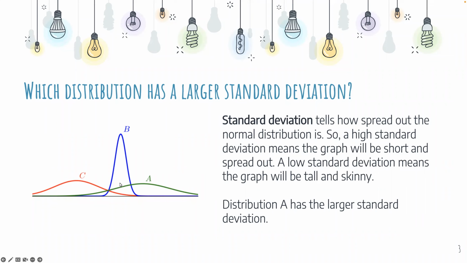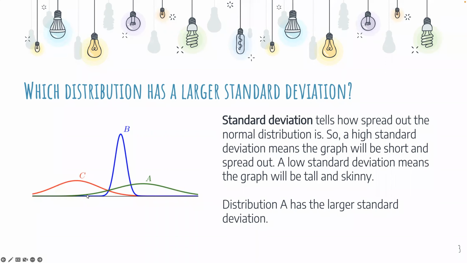So high standard deviation means the graph will be short and spread out, like A and C. They are shorter in terms of the height of the highest peak they have. And then you see how the points go from this point all the way to that point. The spread talks about the distance from the mean to reach all of the points.